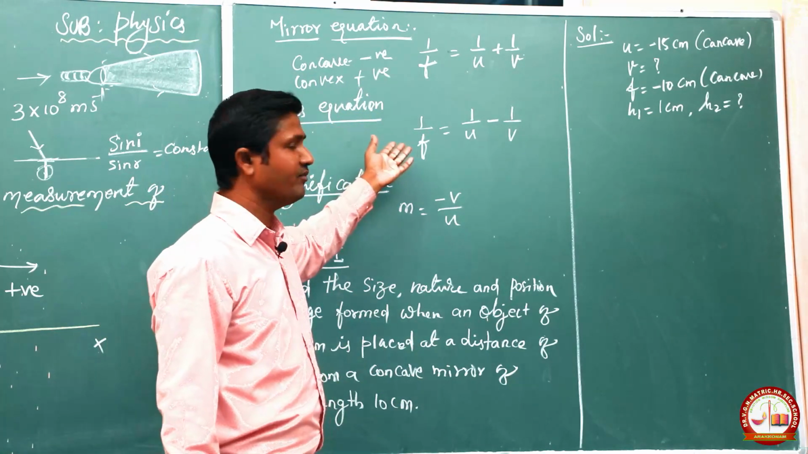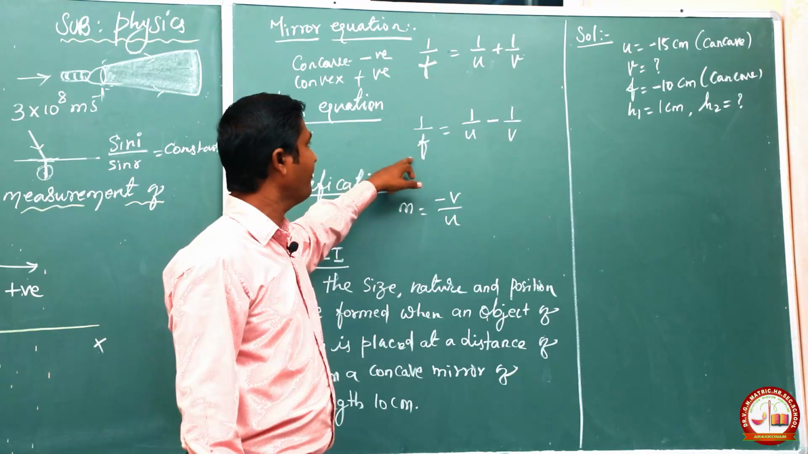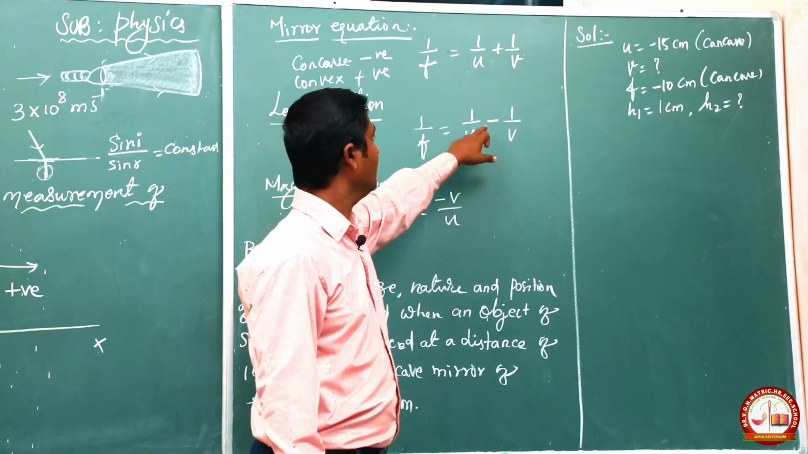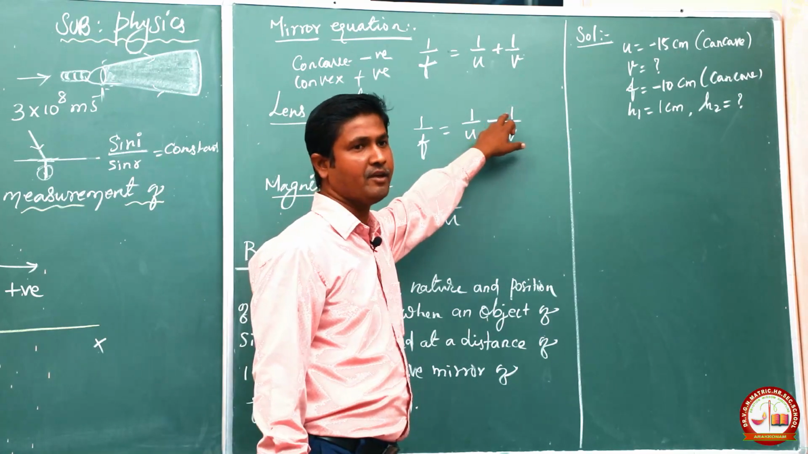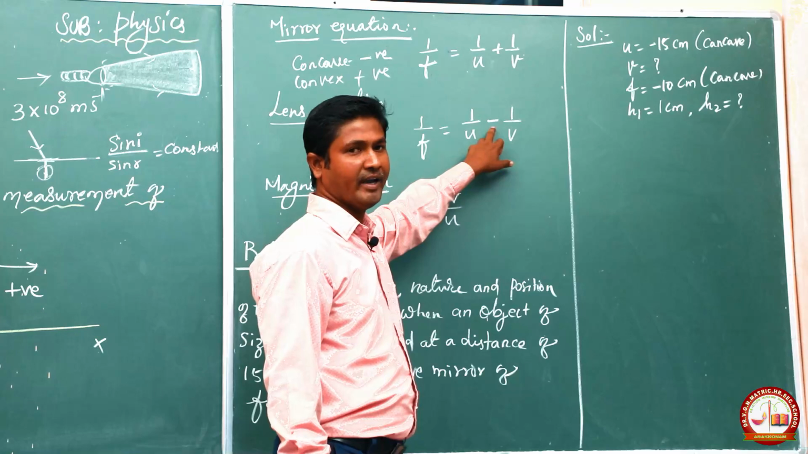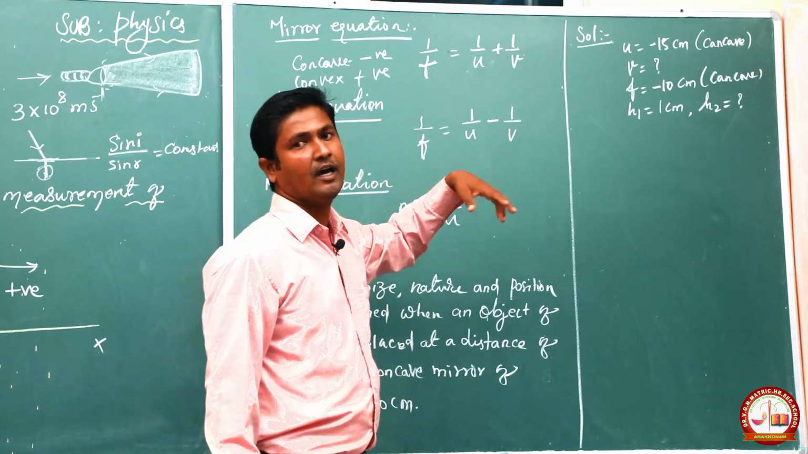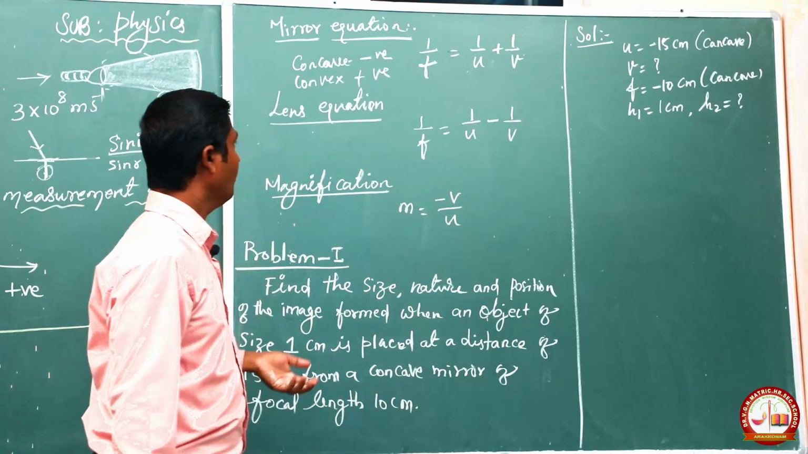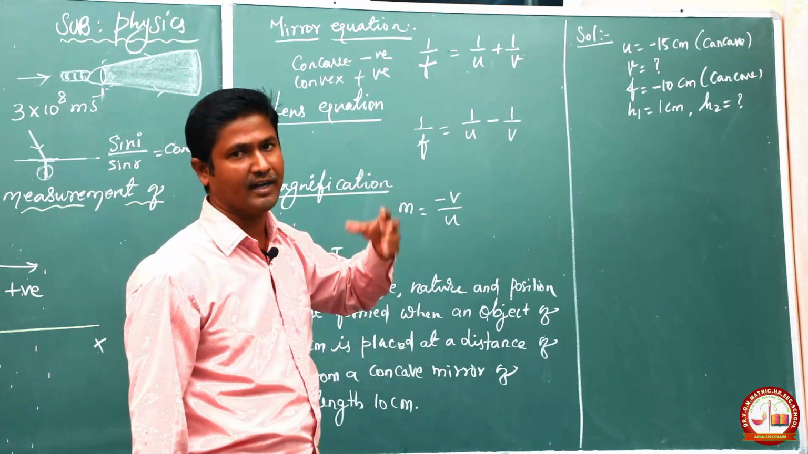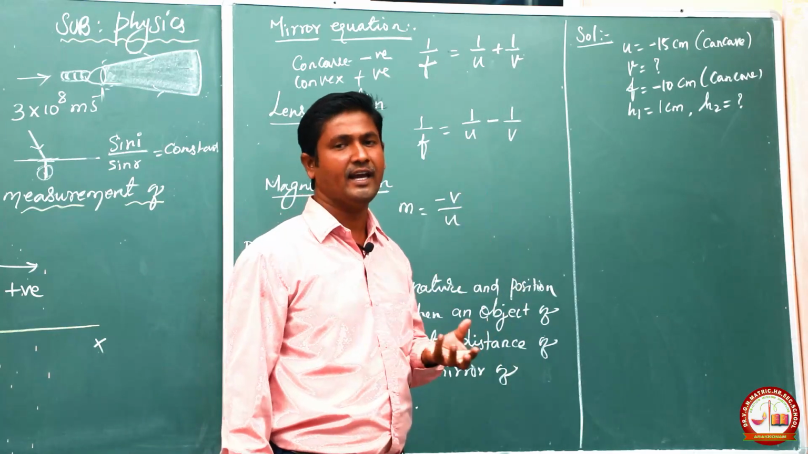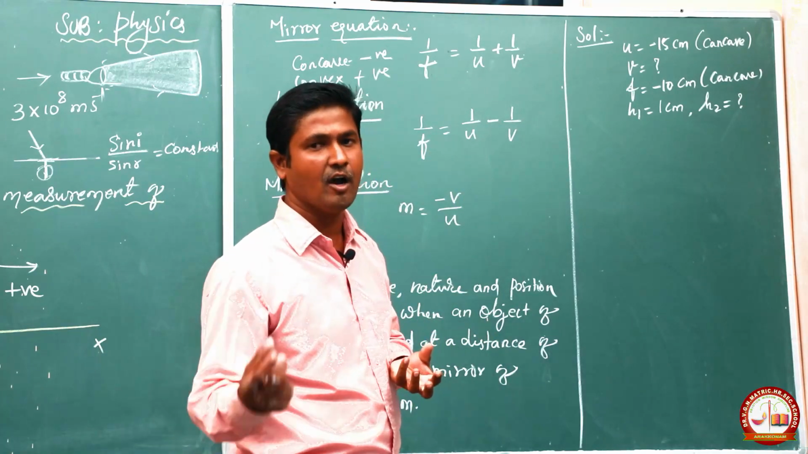The lens equation formula is 1 by f equal to 1 by v minus 1 by u. Note the point: this is a minus. So plus is the mirror equation, and minus is the lens equation. What is f? f is the focal length of the lens. What is u? u is the distance of the object.